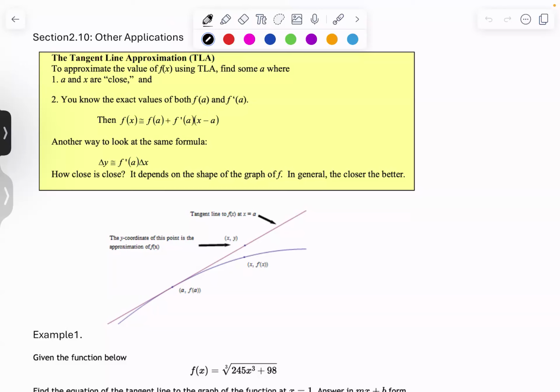Chapter 2.9 was by far the longest. These last two sections aren't going to last very long. So we're going to talk about other applications of calculus and how it applies. We're going to talk about the tangent line approximation.